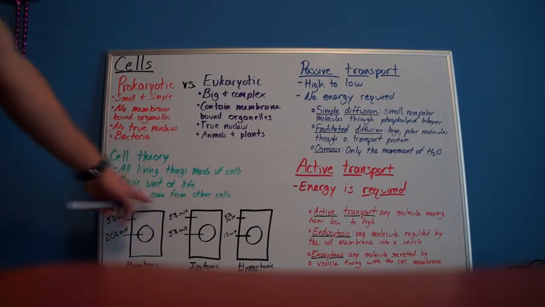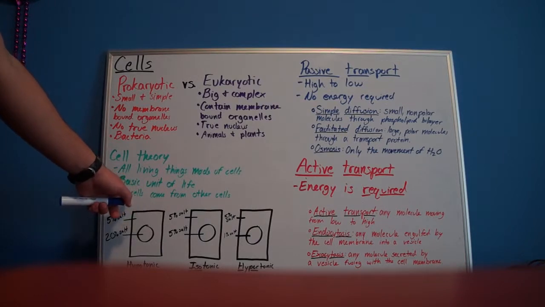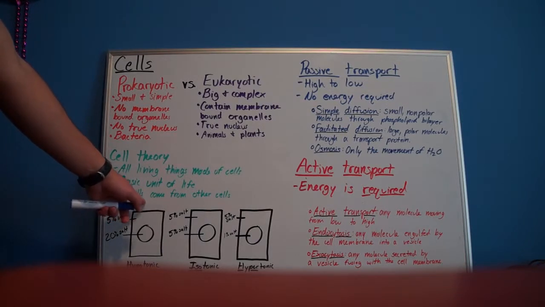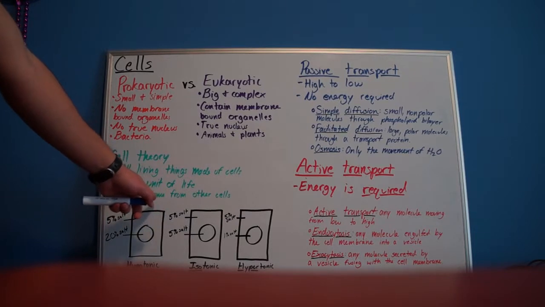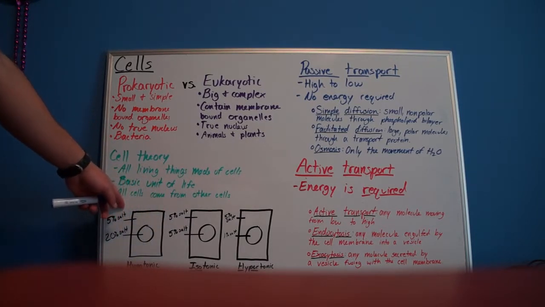All cells come from other cells, so they have to come from some sort of pre-existing cell through some sort of cell division. Careful here, because some of you said like all cells are made of cells, and that doesn't really make sense. So just, I mean, this will be recognition, so you don't have to worry about that part, I guess.